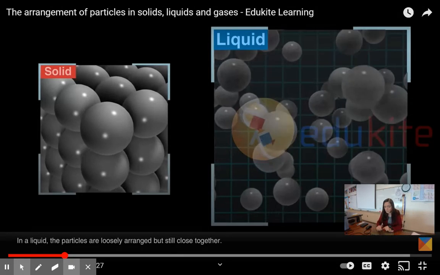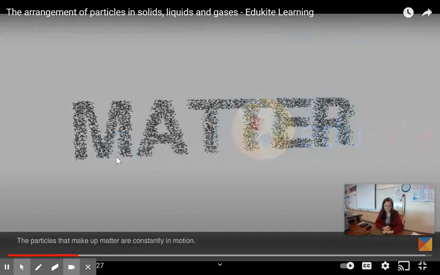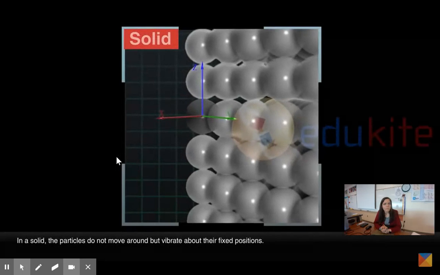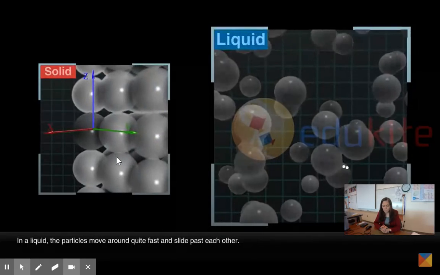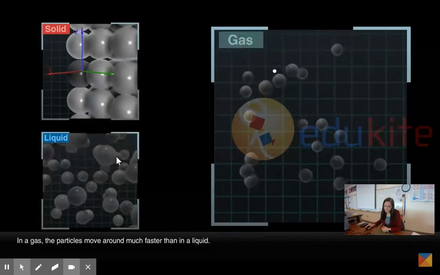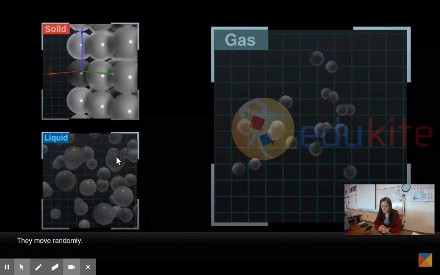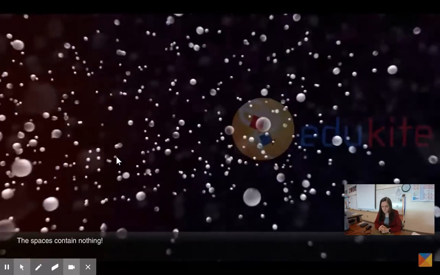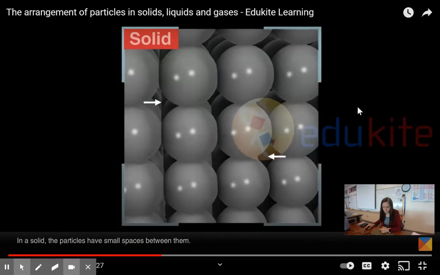In a gas, the particles are not arranged in any particular way. The particles that make up matter are constantly in motion. In a solid, the particles do not move around but vibrate about their fixed positions. In a liquid, the particles move around quite fast and slide past each other. In a gas, the particles move around much faster than in a liquid. They move randomly. The particles have empty spaces between them. The spaces contain nothing. In a solid, the particles have small spaces between them.